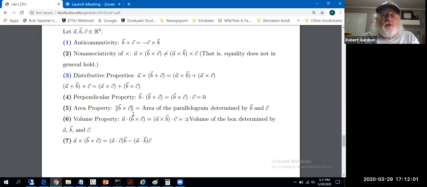The magnitude of a cross product is the area of a parallelogram determined by these. We mentioned that earlier. It's to be shown now. Volume of a box was determined by A dot (B cross C). Well, I need absolute values in there. They've stated it as plus or minus the volume of the box. And there's a little claim here that that can also be written as (A cross B) dot C. There's a little trick with what's going on here.